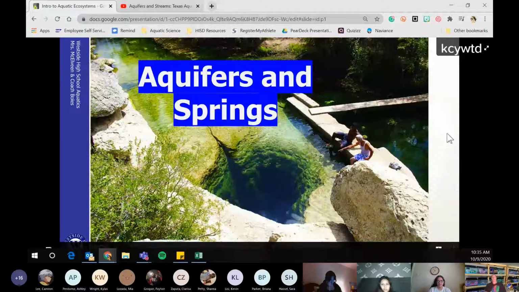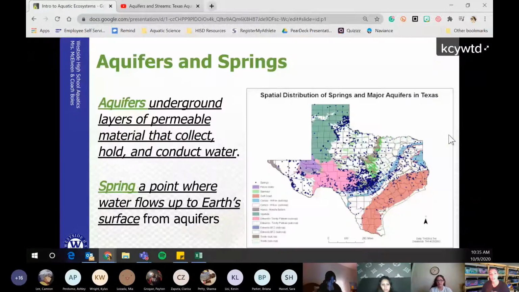Okay, so I'm talking about the difference between aquifers and springs first. Aquifers, if you already know this because you already wrote it down, cool, don't have to write it down again. Aquifers are underground layers of permeable material. We talked about how it was gravel, sand, silt, and other rock materials. So underground layers of permeable material that collect, hold, and conduct water. This is an underground region that holds water. This is why you're doing a porosity versus permeability lab.